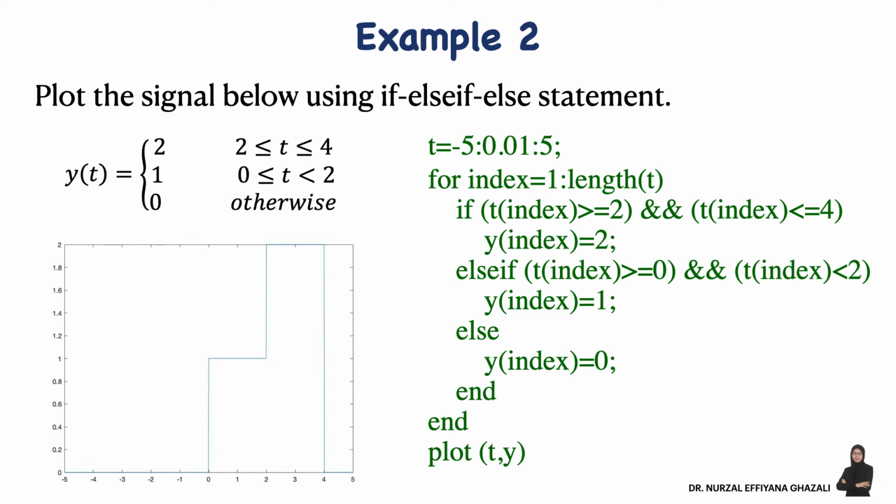In this figure, you can see that for t less than 0, y is 0. And then when t is 0 to 2, the value of y is 1, and between 2 and 4, the value of y is 2, and between 4 to 5, the value is 0. So this is how you can use if, else if, else to plot this signal.